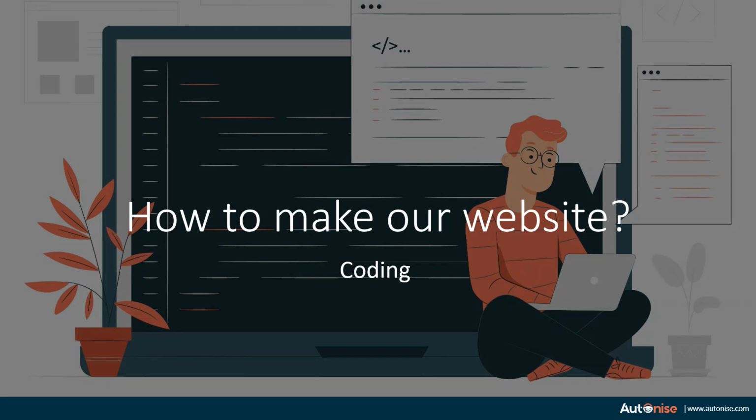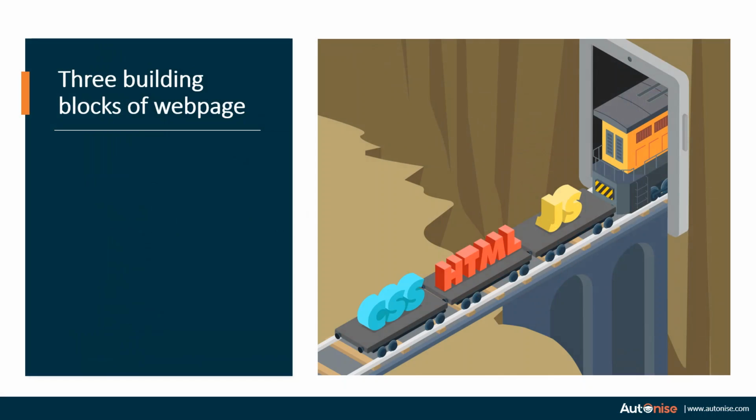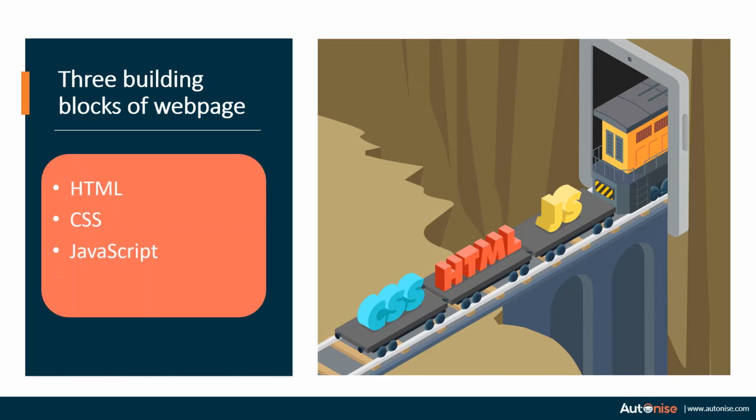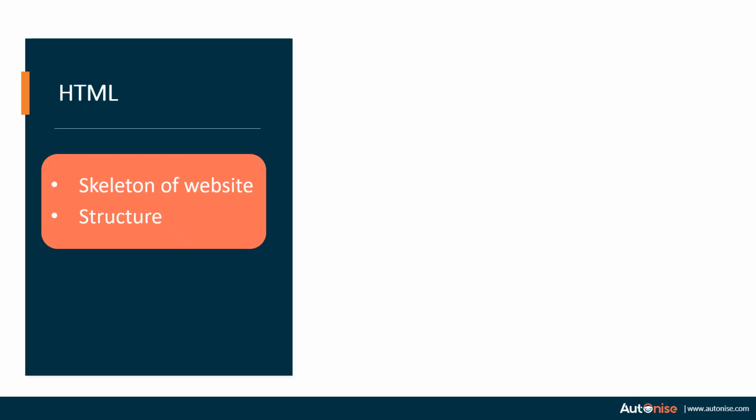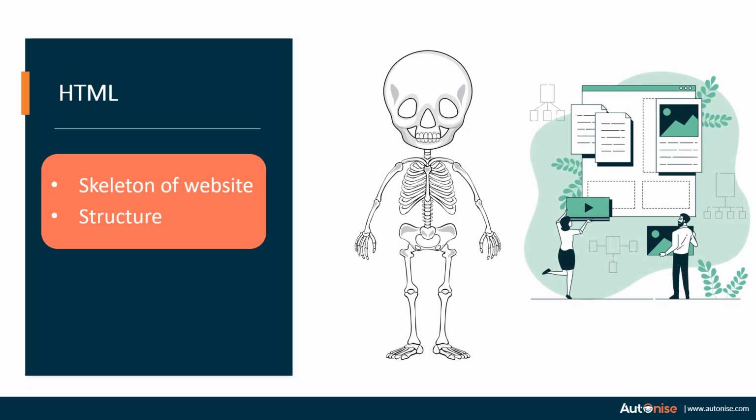So how do we make our own website? Obviously, you will have to code to create your website. So these are the three building blocks of a web page. The first one is HTML, the second one is CSS, and the third one is JavaScript. Let us have a look at each of them and correlate it to the way we broke down the web page earlier. HTML. HTML decides the skeleton of the website and the structure. So, where the components are placed and what type of component it is determined by HTML, which stands for Hypertext Markup Language.